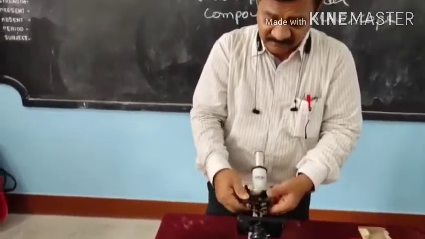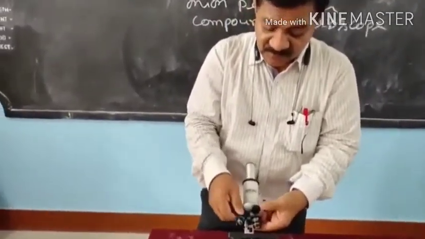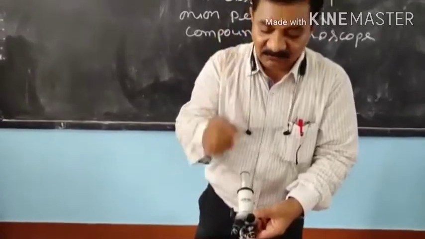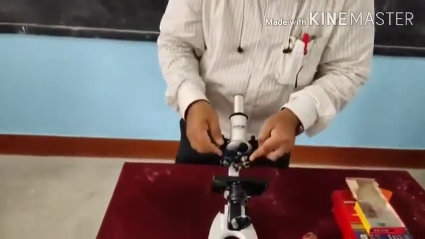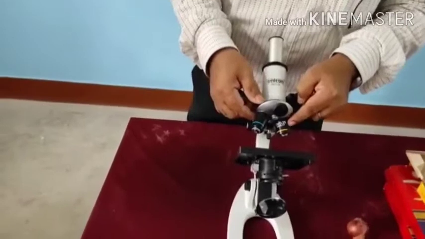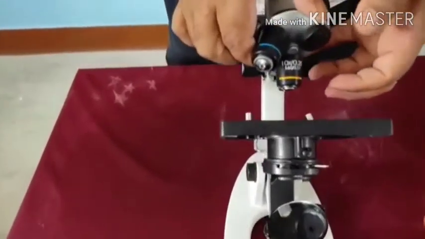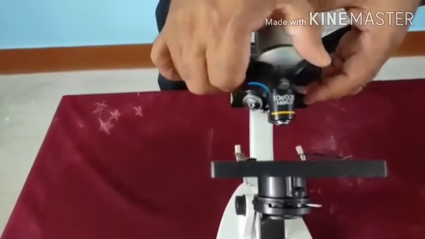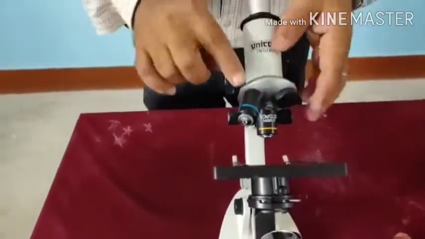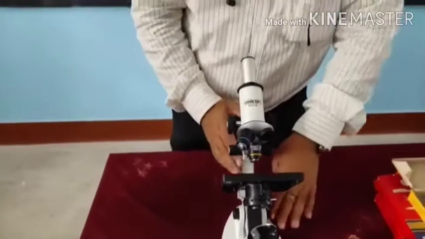And how to know which lens I will use? Just one click sound will come. See, I am going to fix this low power. One click sound will come. It means the lens is fixed.